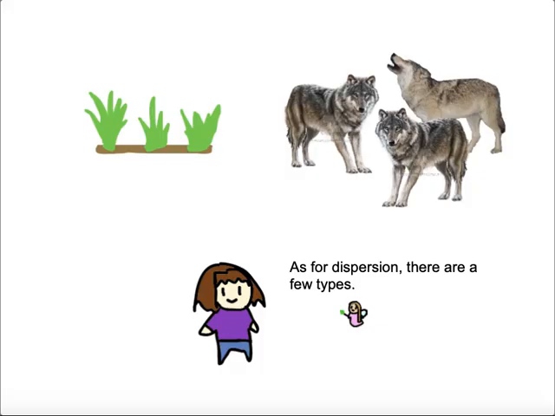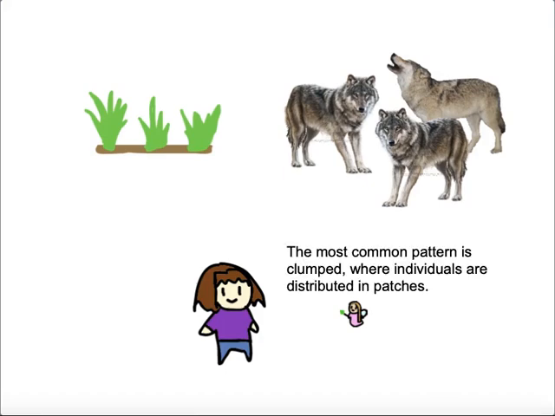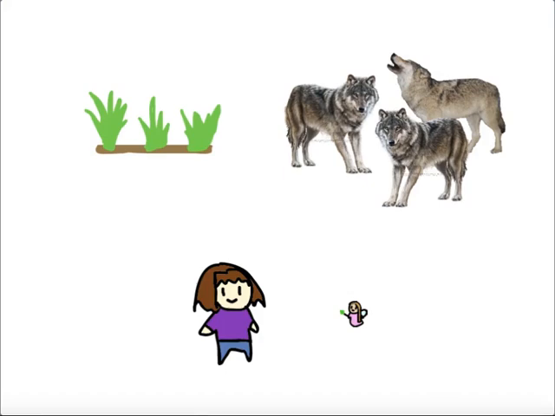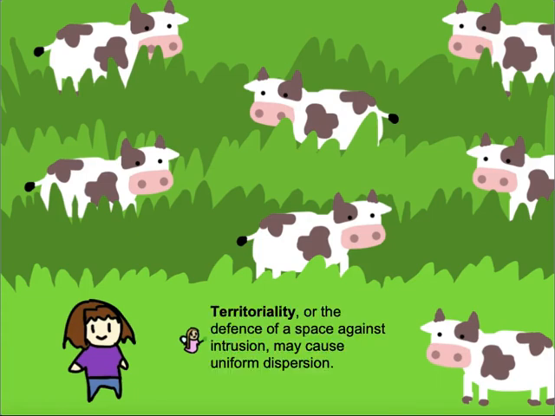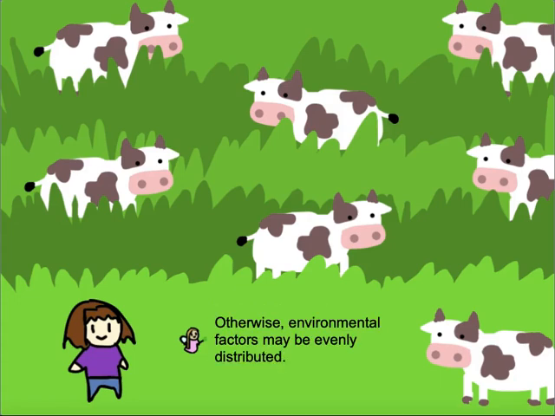As for dispersion, there are a few types. The most common pattern is clumped, where individuals are distributed in patches. Certain areas have more advantages over others, and clumping allows for easy breeding and hunting. An evenly spaced pattern, or uniform dispersion, often results from direct organism interactions. Territoriality, or the defense of a space against intrusion, may cause uniform dispersion. Otherwise, environmental factors may be evenly distributed.